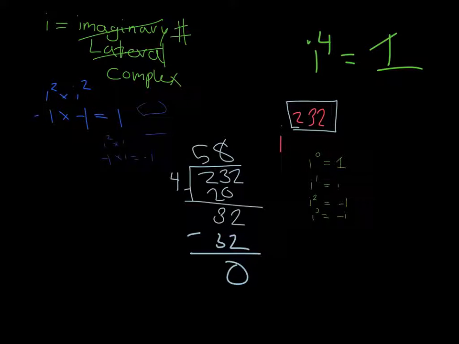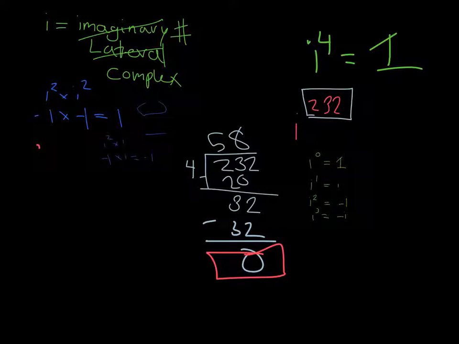Another thing which is really important is that the remainder comes to 0. The remainder is what you use to find out what i equals. Since the remainder is 0, and like we found before, if the remainder is 0, it's equal to 1. So i to the power of 232 is equal to 1.